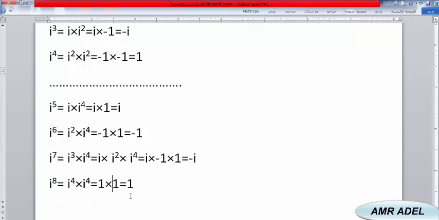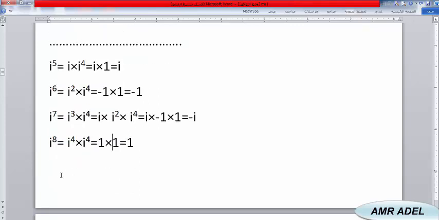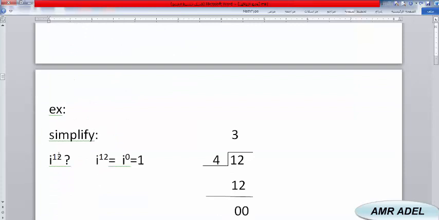So we don't have to solve all the examples this way, so it's hard and takes a lot of time. If we have, for example, I power of 9, 10,000, hundreds, anything, we have another way. Look at this example, I power of 12. So keep in mind that I power of 4 is equal to 1. By this law, we have to divide this power. Divide by what?